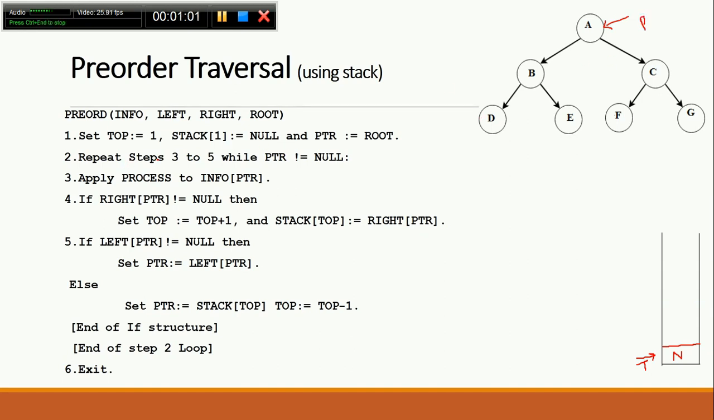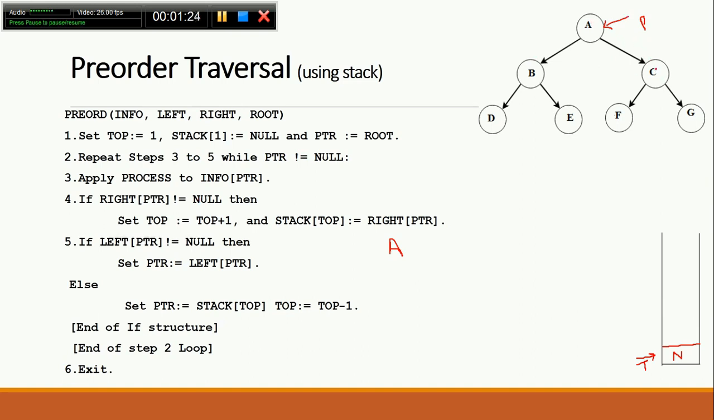So repeat steps 3 to 5 while the PTR is not equal to null. It says apply the process to the information of the PTR. So apply the process means print the data. So I printed the data A. Then it says if the right PTR is not equal to null. In our case, the right PTR is not null.